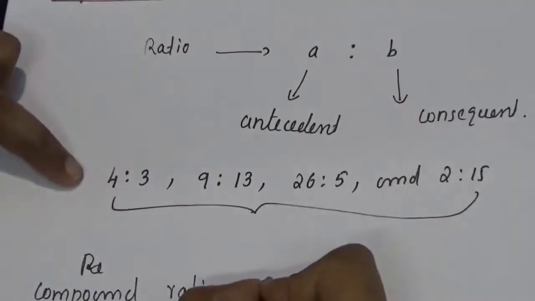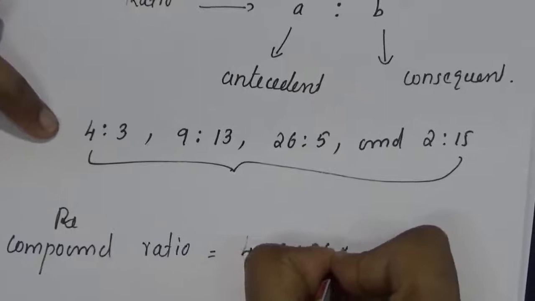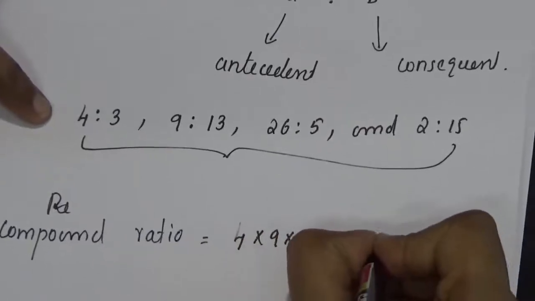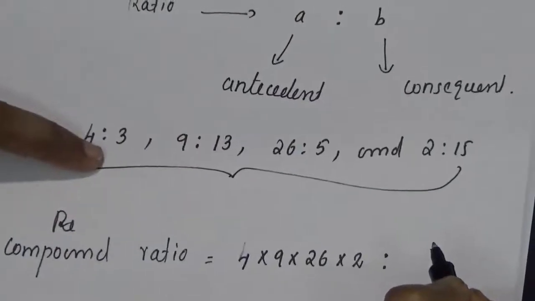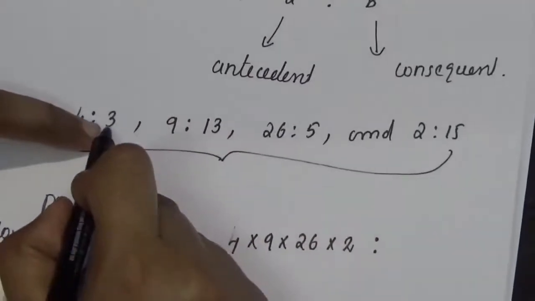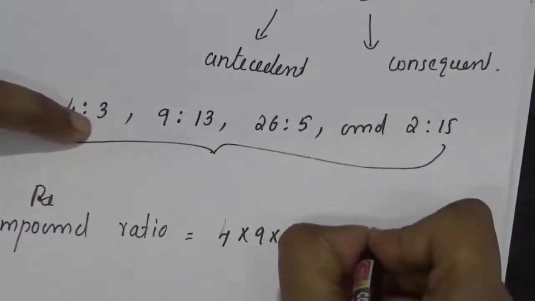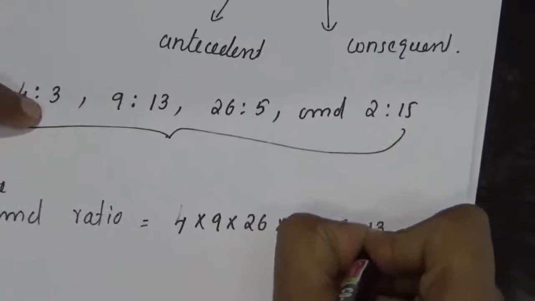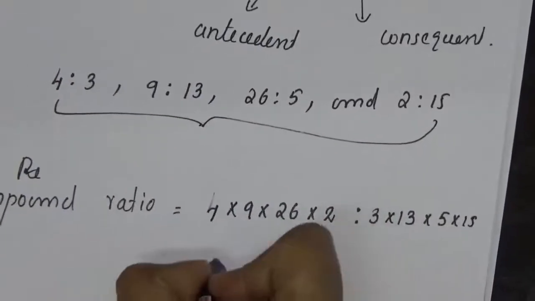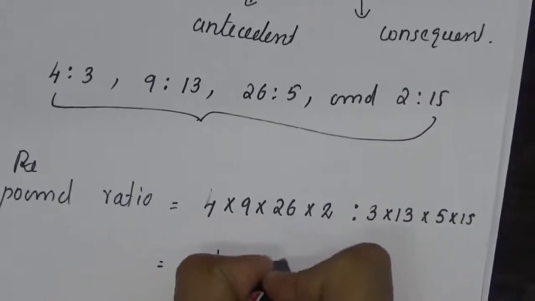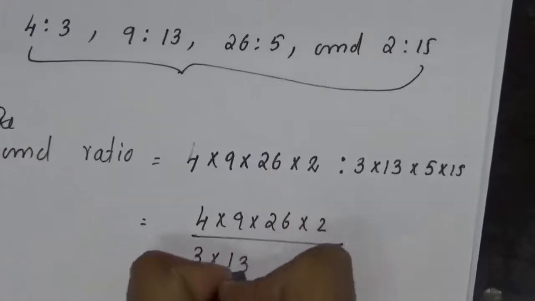So what do you get? 4 into 9 into 26 into 2, and the multiplication, that is product of the consequents. So we have 3, 13, 5, 50. So that is 3 into 13 into 5 into 50. So its meaning is actually 4 into 9 into 26 into 2 by 3 into 13 into 5 into 50.